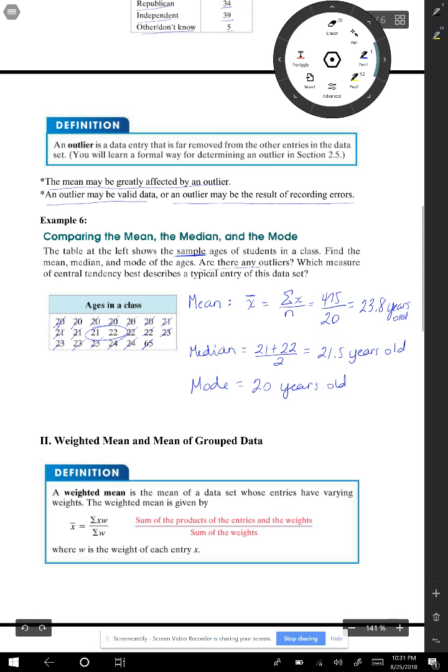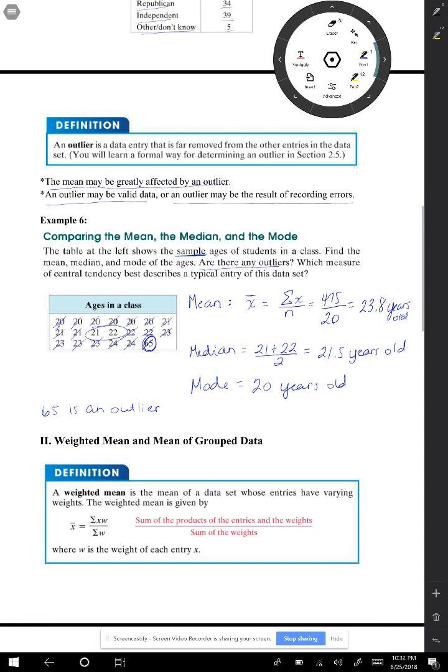It says, are there any outliers? And obviously you can tell just by looking. 65 is much greater than the others. So we would say 65 is an outlier. And again, there may be a student in the class that's 65, or somebody may have recorded it wrong. They may have accidentally put a 6 when it was supposed to be a 25. So you don't know, but that is considered an outlier.